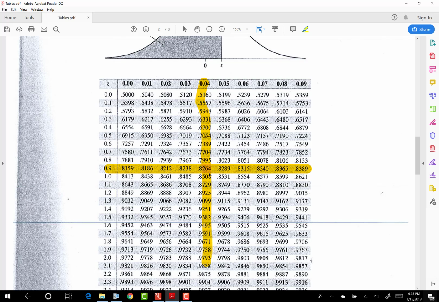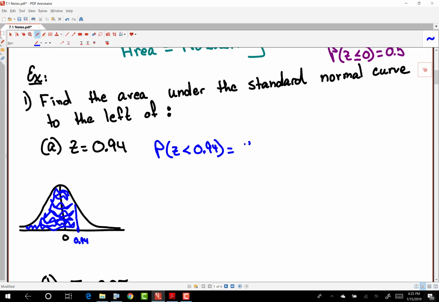And that is automatically the area to the left. So the area to the left is 0.8264, and that's equivalent to this probability. If you were to randomly select a z-score, the probability that it's less than 0.94 is about 83%. Equivalently, the proportion of the curve that's shaded in my picture is about 83% of the area.